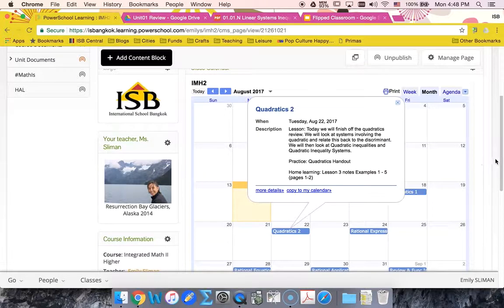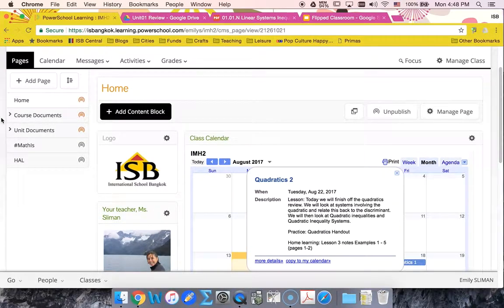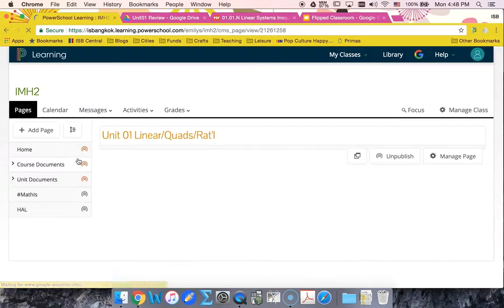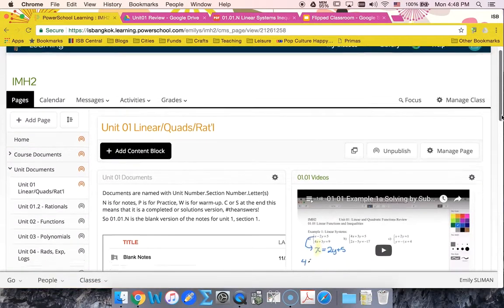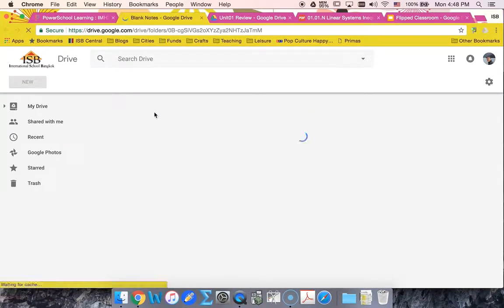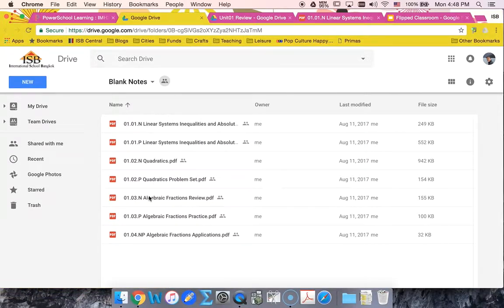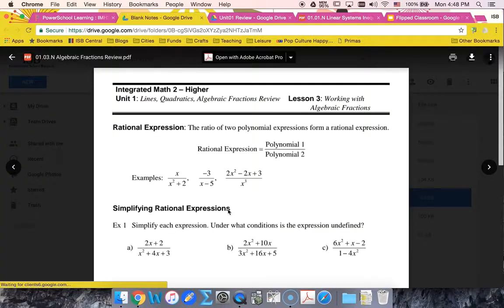So I'm going to give you this graphic organizer, but if you ever lose it, you can find it in our unit documents. So we're going to start with unit 1. We want the graphic organizer for the lesson 3 notes, so that would be in blank notes. We come into the blank notes folder and we see lesson 3. That said lesson 3 examples 1 through 5.